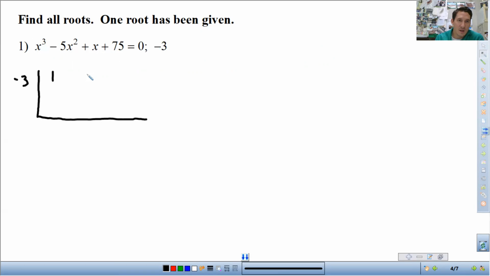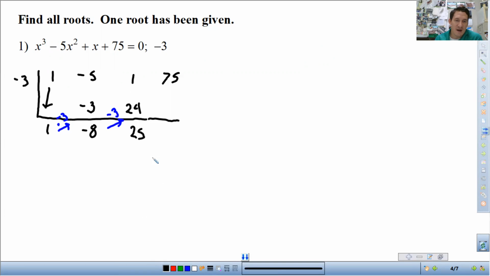So it's going to be 1, negative 5, 17, 5. First step is to bring down this 1. And then you multiply by negative 3. So 1 times negative 3 is negative 3. And then add: negative 5 plus negative 3 is negative 8. Multiply by negative 3. You get positive 24. Negative 8 times negative 3 is positive 24. Add, you get 25. And then multiply by negative 3 one last time.